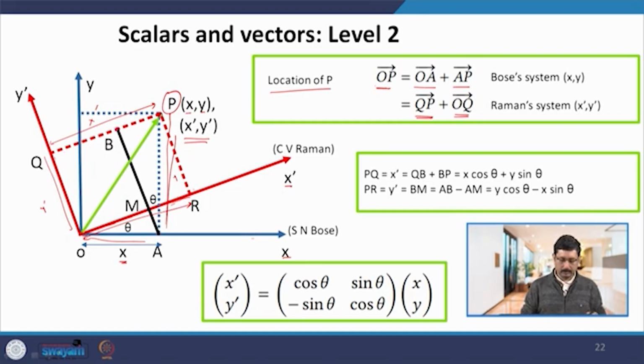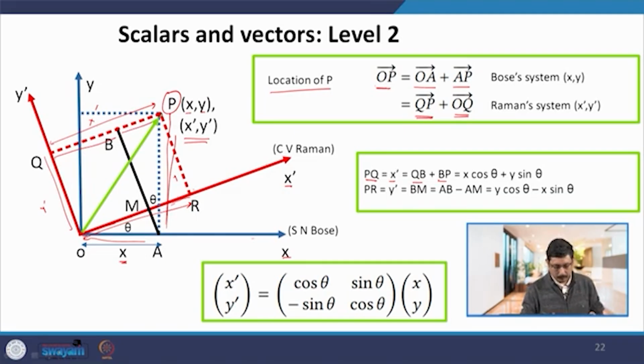So, it intersects QP at B. Now, you can see that suppose I want to write down how much is PQ. So, PQ, which is by definition the x prime, is given by the piece QB and the piece BP. So, this is QB plus BP.